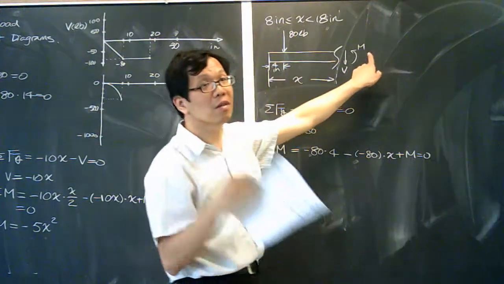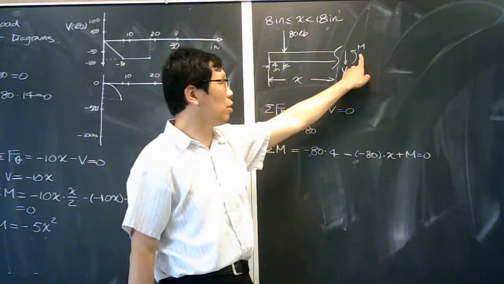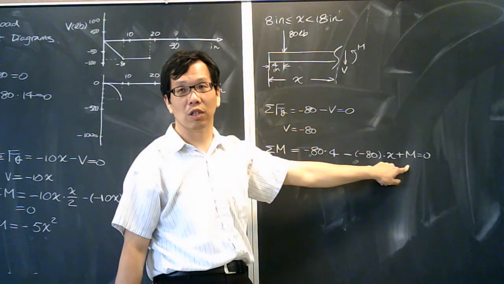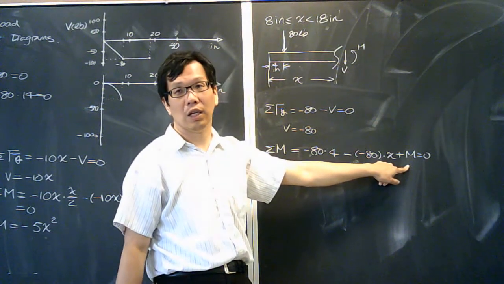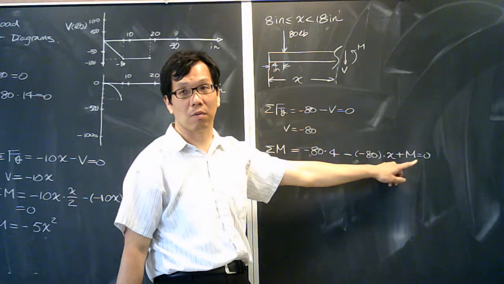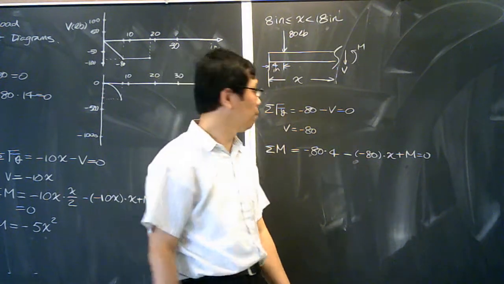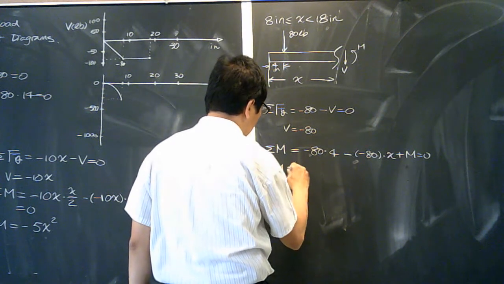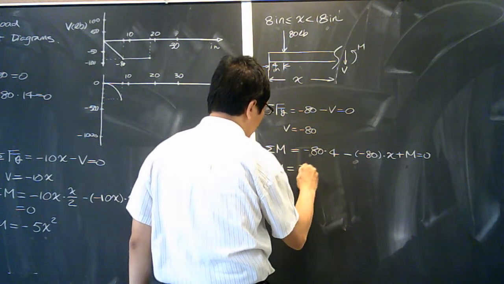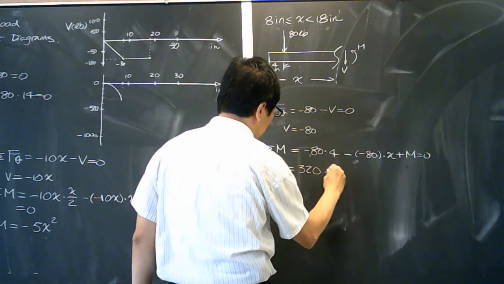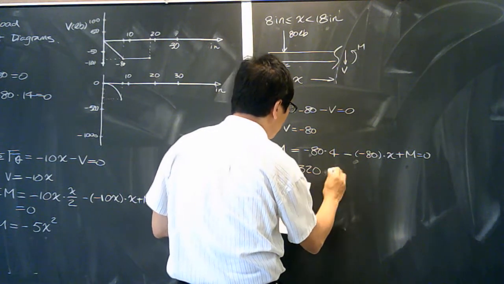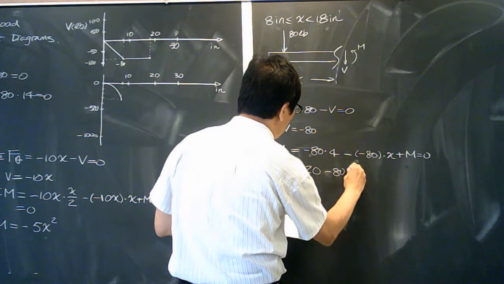Keep in mind, this is something you guys always forget. If you don't put your M term in this equation, eventually you cannot find how M is going to look like. So be sure you put M over here. So if you do that, you're going to find M equals 320 minus 80x.